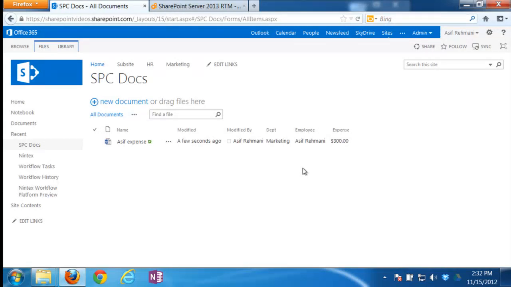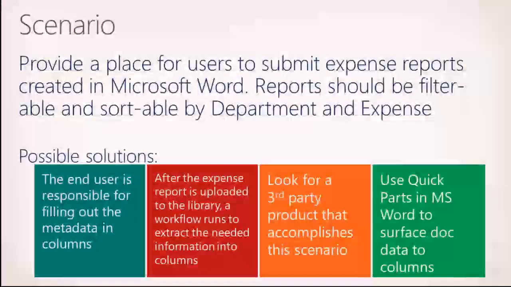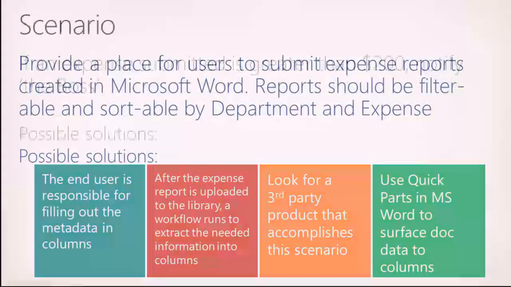Now, going further after Quick Parts, what do you do with this stuff? That's going to be the next scenario. Using Quick Parts is a great way to surface information, but what do you do with this information? You can filter. You can make views of it, right? You can use them in your workflows. Let's talk about that. So, the next scenario is to do with that.